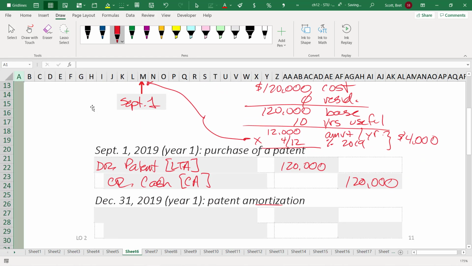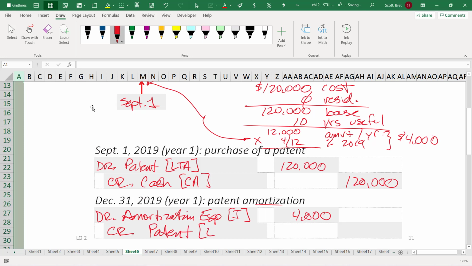So down below, we can debit amortization expense. That's going to be on the income statement, but only to the extent of $4,000, 4 months' worth. And what do we credit? You could credit accumulated amortization, but most companies don't, so don't do it. Just directly reduce the patent itself. Patent, long-term asset, $4,000. That's year one.